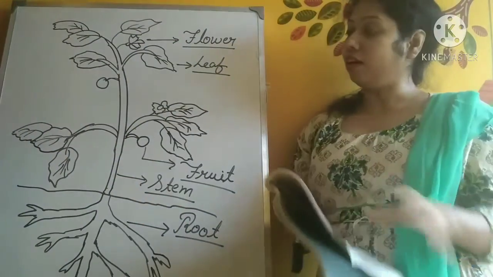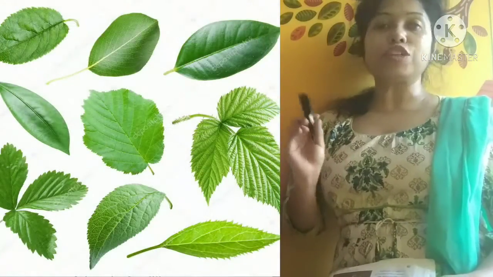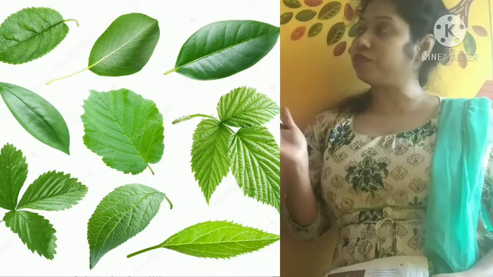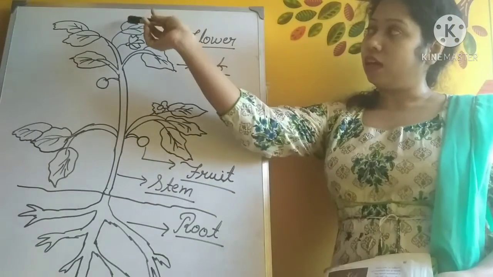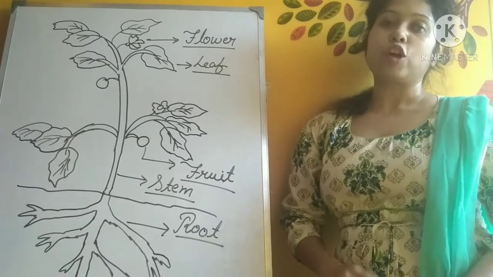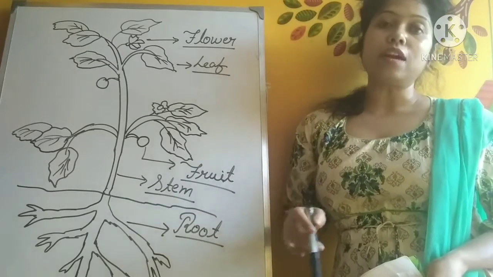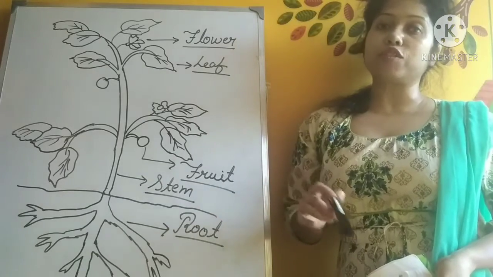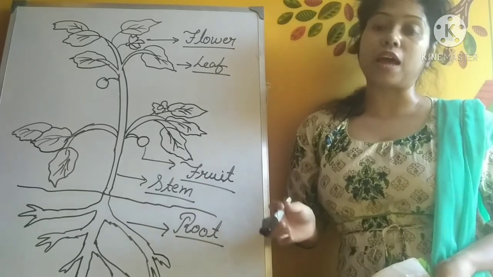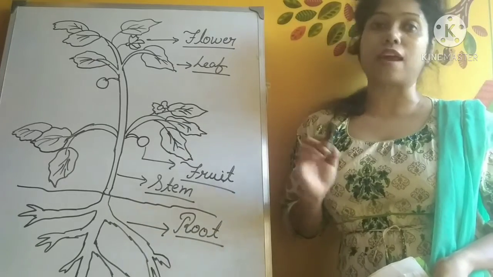So then comes the leaves of the plant. Fine. So they differ in shapes and sizes. They are different from each other. You can see the size of this leaf is not the same size of that leaf, right? So they are in different shapes and sizes. They are generally in green color, and the work of a leaf is to prepare food for the plant in the presence of air, water and sunlight.